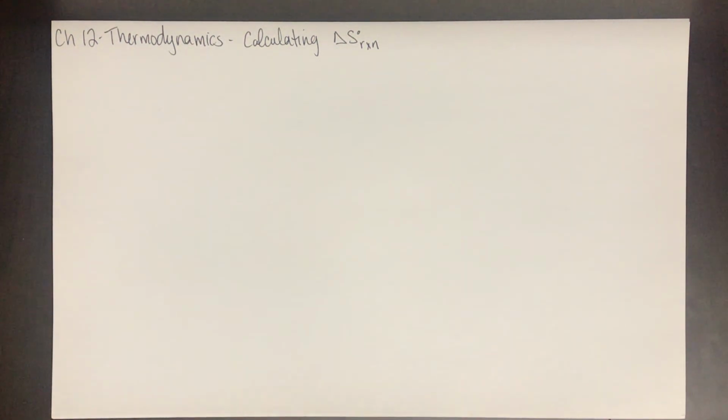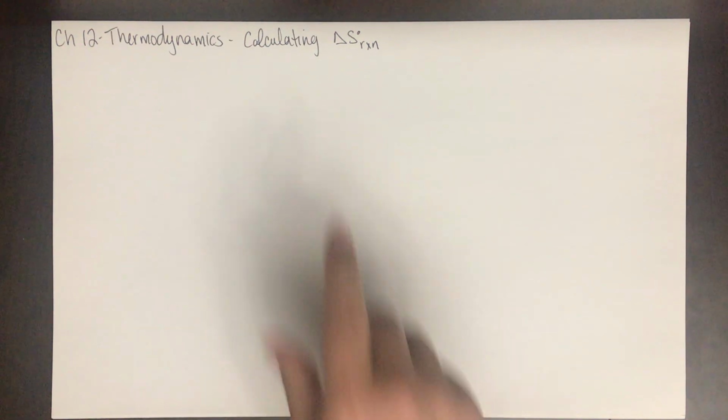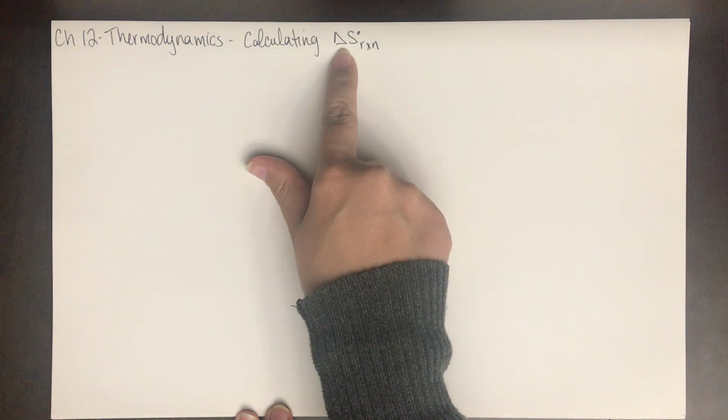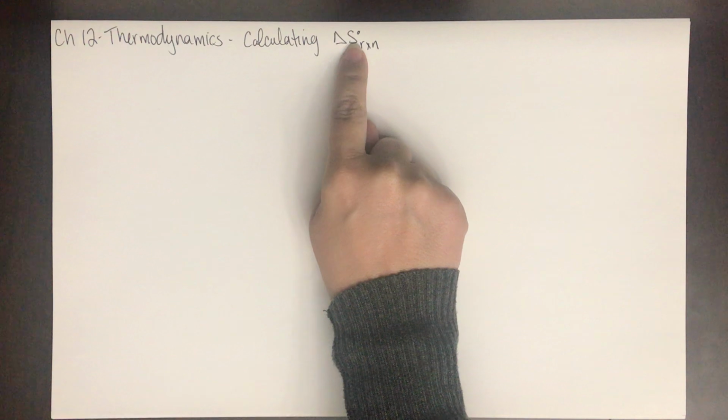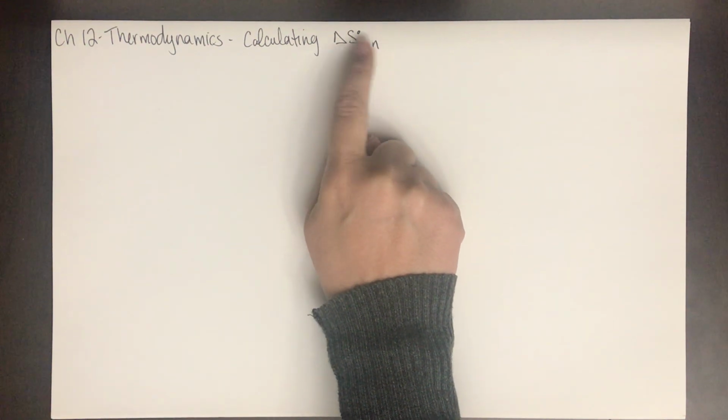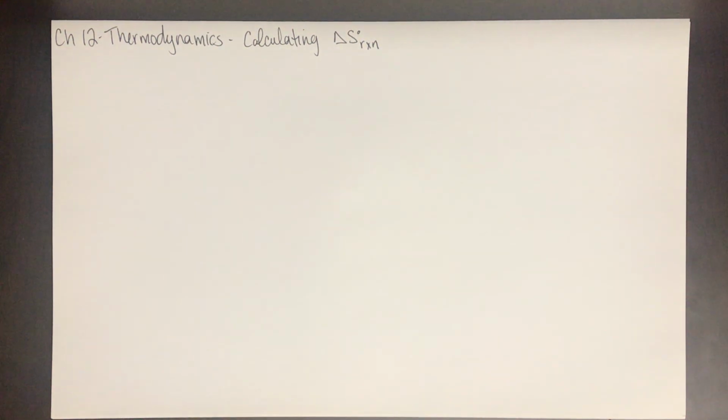Okay, so let's talk about calculating delta S, the entropy change for a chemical reaction. So remember, we're talking about thermodynamics, and in chapter 9, we did an example of calculating enthalpy change for a chemical reaction. So what we're going to be doing here is very similar, except we're looking at what's called the standard entropy instead of the standard enthalpy.